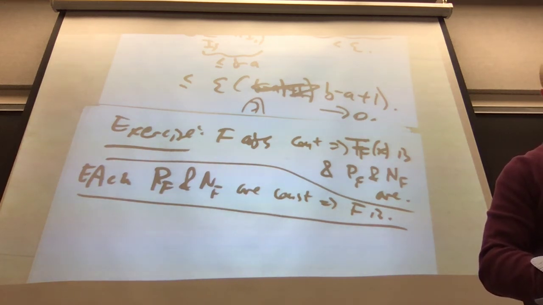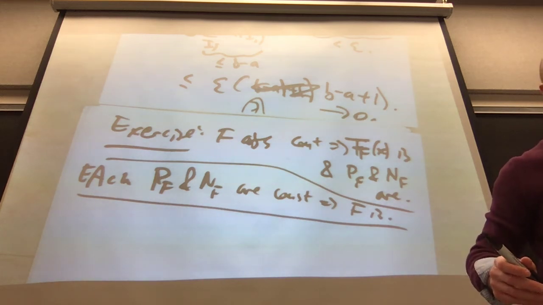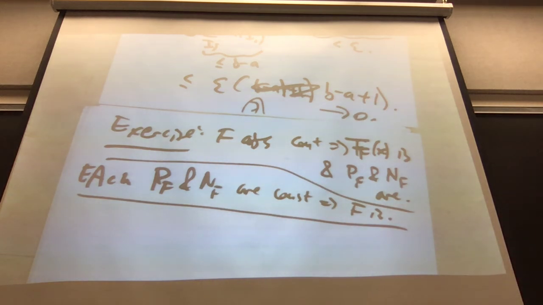There's a variety of ways to finish this. So we are done? Yeah, we're done. We've proved that if the derivative is 0, then the function is constant.